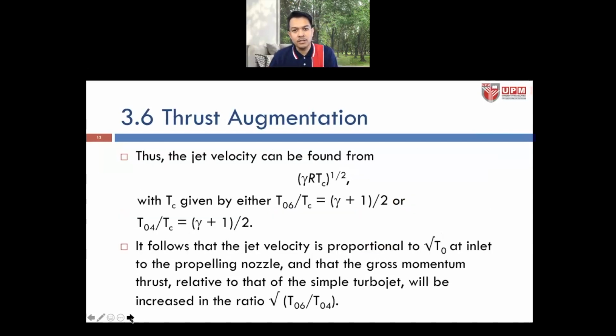Thus, the jet velocity can be found from this expression, where Tc is given by either T06 over Tc equal to (gamma plus 1) over 2, or T04 over Tc equal to (gamma plus 1) over 2. So it follows that the jet velocity is proportional to the square root of the T0 at inlet to the propelling nozzle, and that the gross momentum thrust relative to that of the simple turbojet will be increased in the ratio of the square root of T06 over T04.